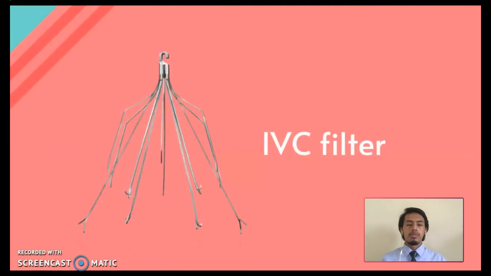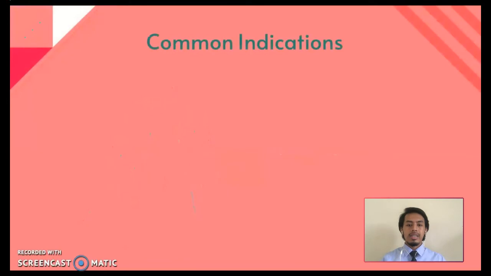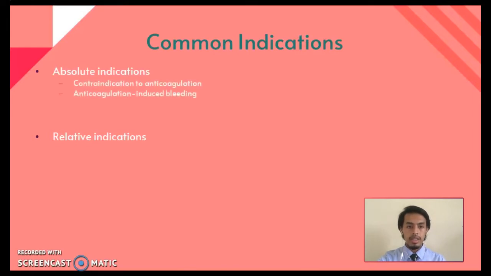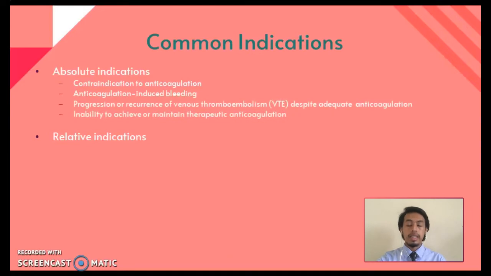So who are the patients that will undergo this procedure? The indications are divided into three categories, which are absolute indications, relative indications, and also prophylaxis. For the absolute indication, the patient might have one or more of the following aspects, such as contraindication to anticoagulation, anticoagulation-induced bleeding, progression or recurrence of venous thromboembolism despite adequate anticoagulation, inability to achieve or maintain therapeutic anticoagulation, and massive and life-threatening pulmonary embolism with the residual deep vein thrombosis.